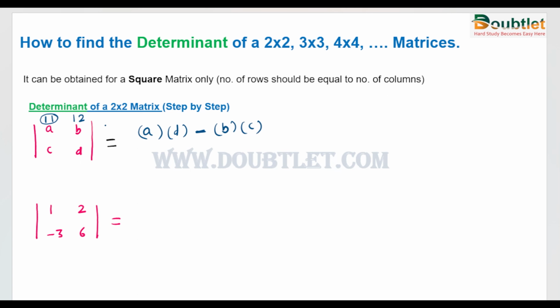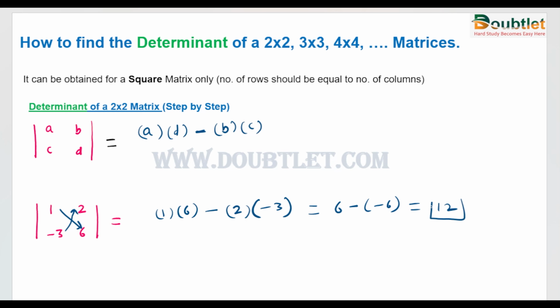So with this concept, we will solve this determinant. For 2 cross 2, you just cross multiply these elements. So we multiply 1 by 6, minus 2 multiplied by minus 3. If you solve this, it becomes 6 minus of minus 6, so it will become 12. So the value of this determinant is 12.